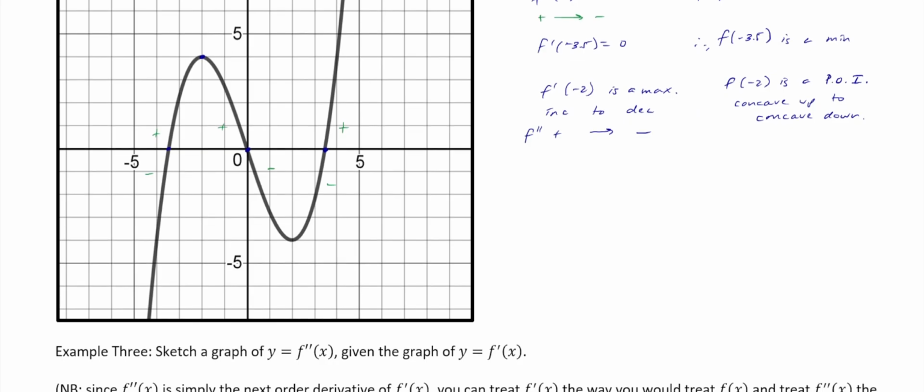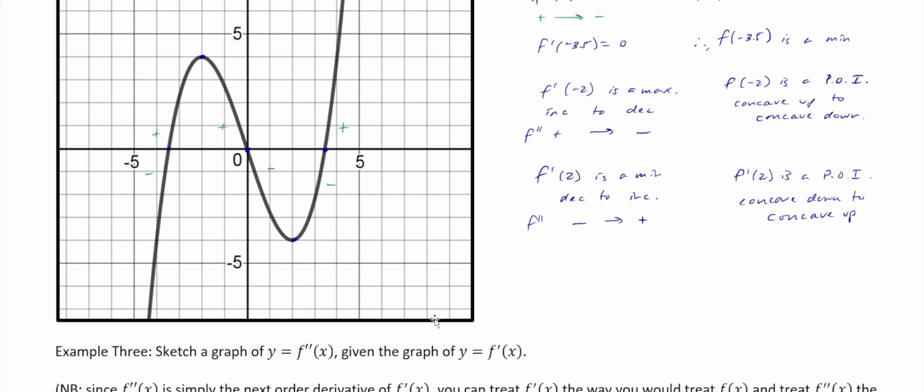Okay. F prime at 2 is a minimum. That's this one right here. And as you can see, it's going from decreasing to increasing. So my second derivative is going from negative to positive, and so that means that f at 2 is a POI. And it was going from concave down to concave up. We know that based on the sign of the second derivative.